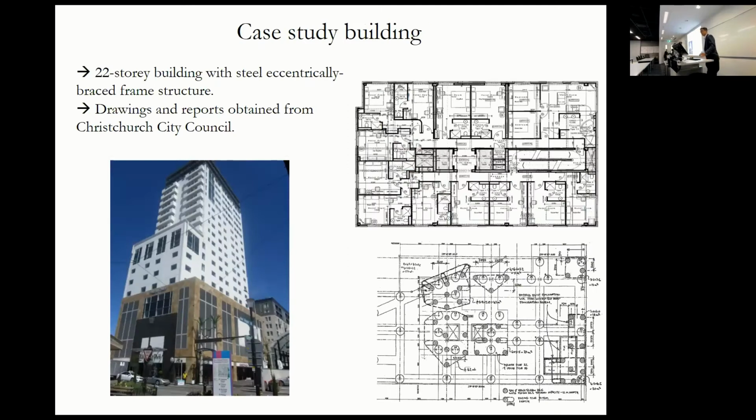So what is the case study building? Well, here's an image of it. It's a 22-storey building in downtown Christchurch, and the structural system has a steel eccentrically braced frame system. We obtained information on this building by going to the local council. Here you can purchase drawing files and documents, and they included information on the seismic reports and damage. Not complete information, but quite a bit.